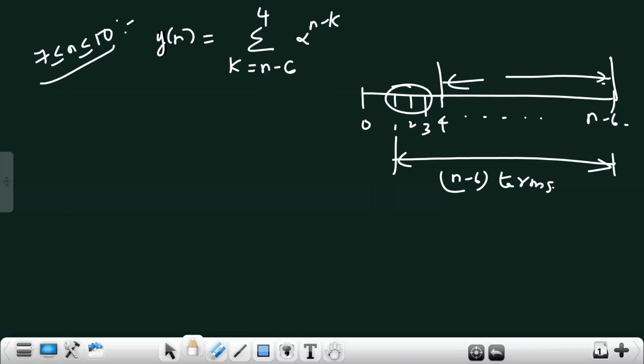I will not consider the first three terms, so that the total terms will be n minus 6 minus 3. You need to subtract the first three terms, 1, 2, 3. Okay, so totally there will be n minus 9 number of terms.